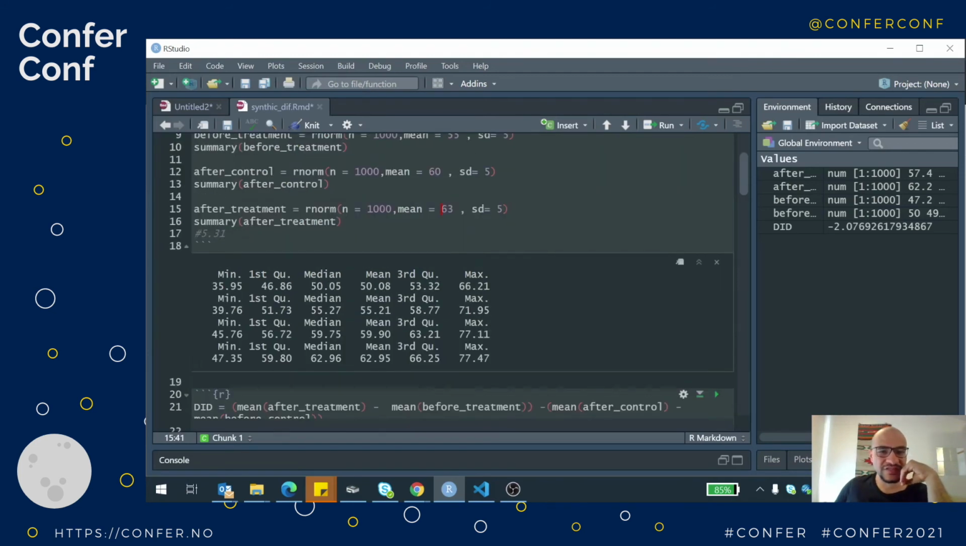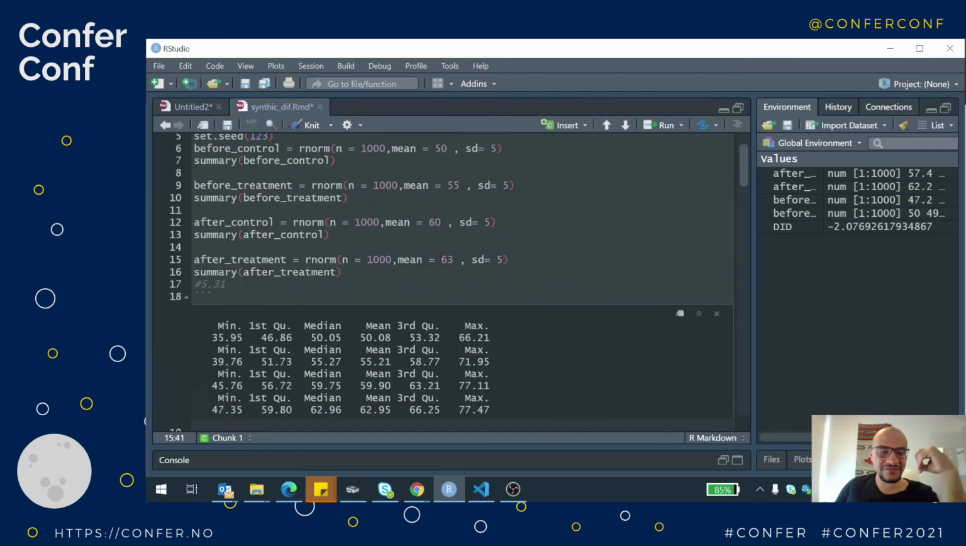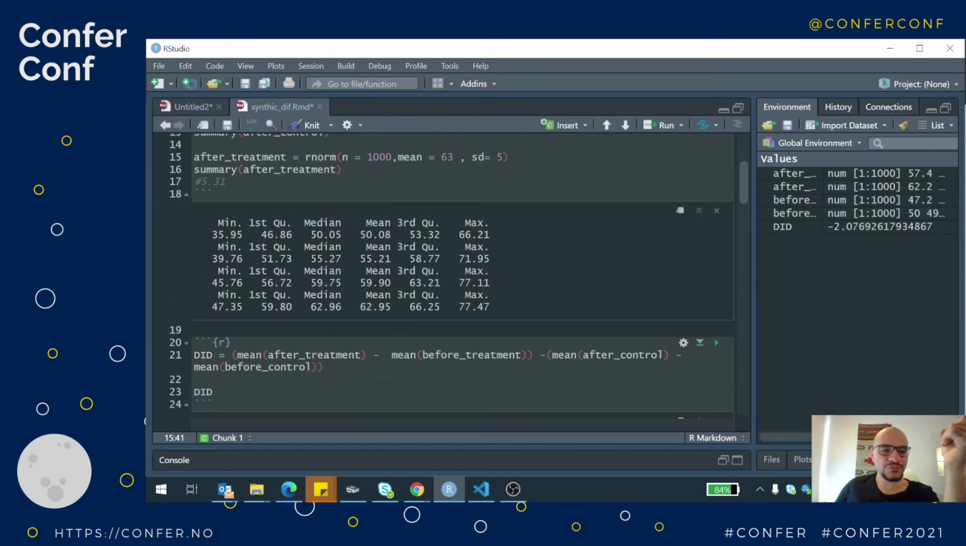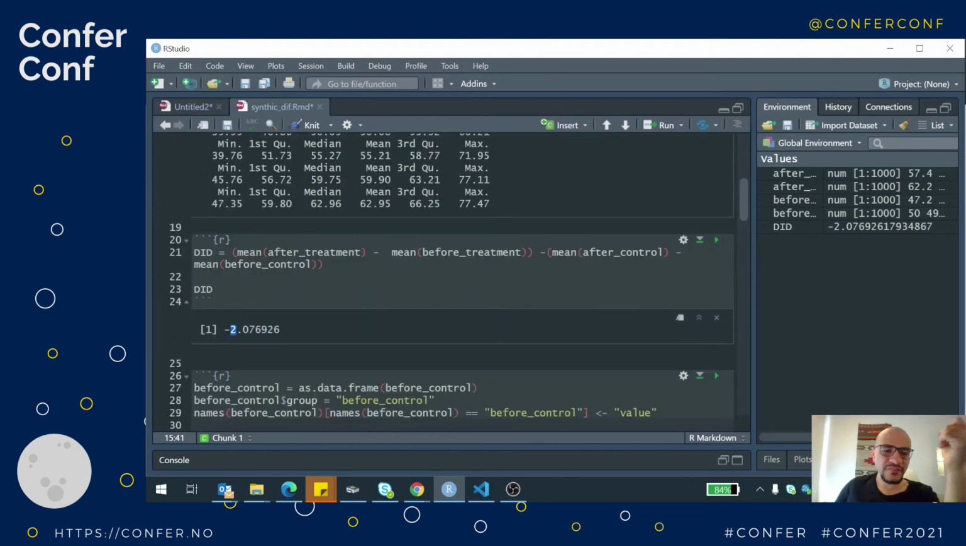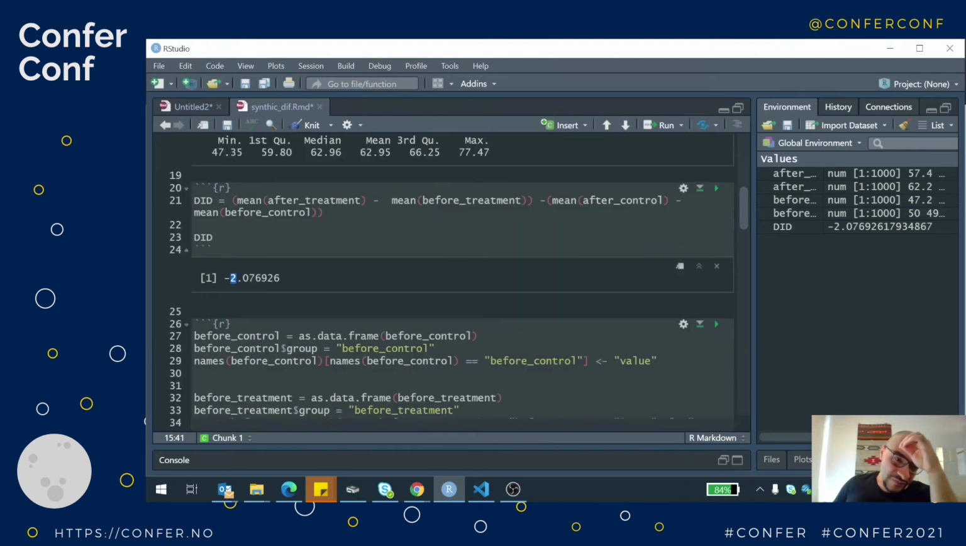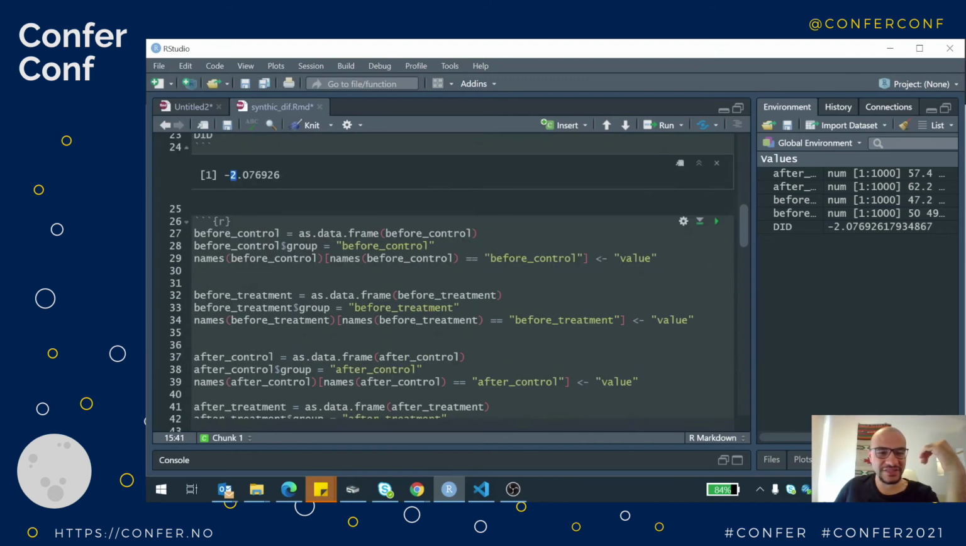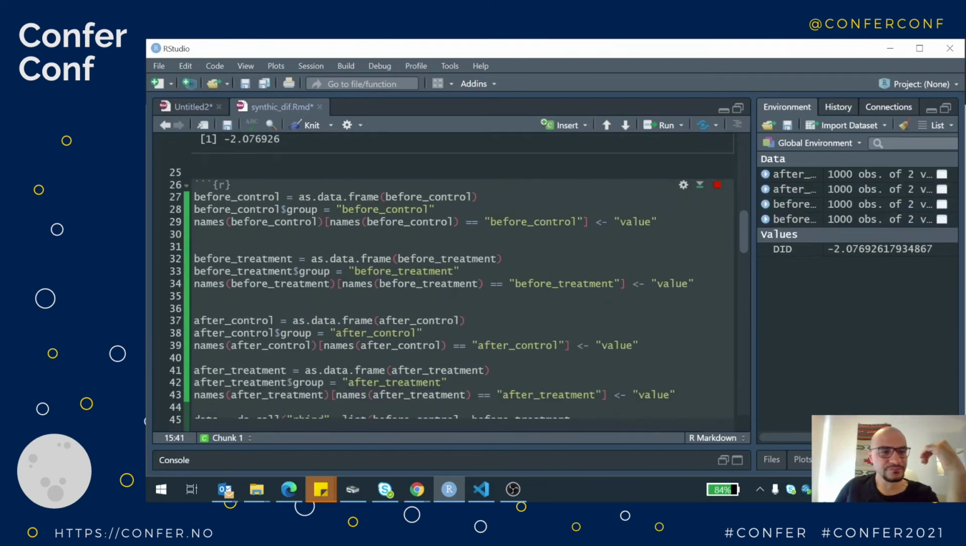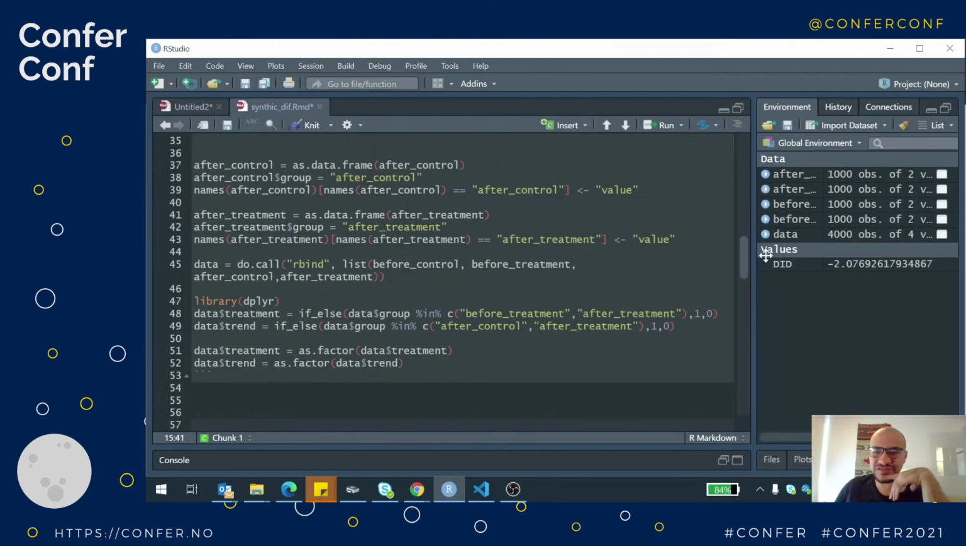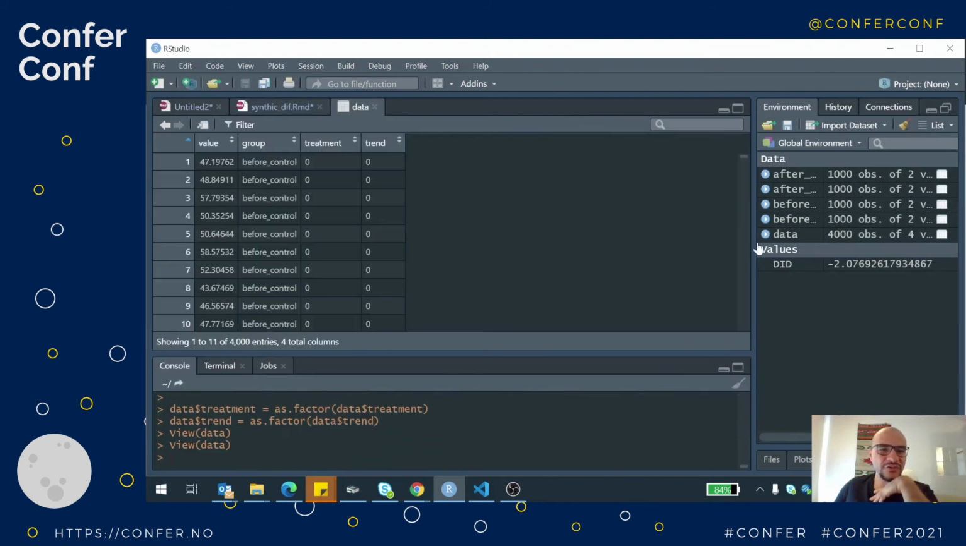So this means that the intervention affects the treatment group by reducing what would have happened by 2. If I want to do this in a simple regression, I first put this in a data frame. So I will make this data frame and see how it looks.